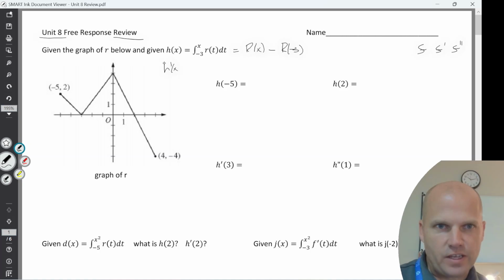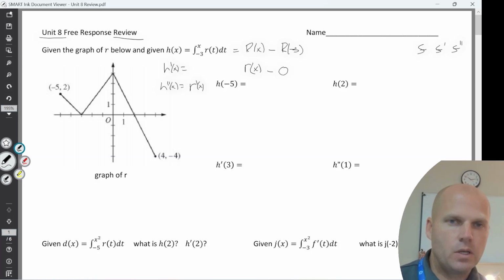Now what helps me is if I take the derivative of h and I have h prime, I realize that maybe this derivative doesn't make sense to me, but the derivative of this does. The derivative of big R goes back to regular R, but with x's instead of t's. And then the derivative of r of 3, this is like a constant, it's like a number, it's 0. And then the second derivative of h will be the first derivative of r, again, minus 0. Cool, so this is all options for finding values.